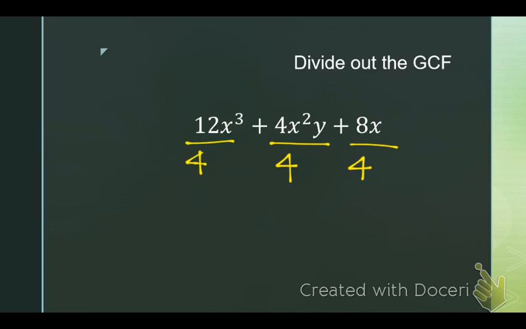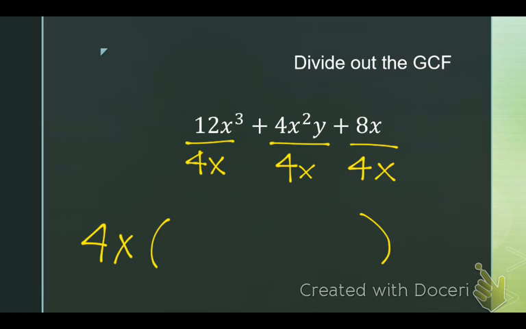What letter do they all 3 have in common? X. They all have at least one of the x's. So here is where you need to make sure you answer correctly. Is this an equation? No, there's no equal sign. This is still an expression, so when you divide out, you need to write it on the outside, because expressions can't change their value. They need to stay the same value but look different.